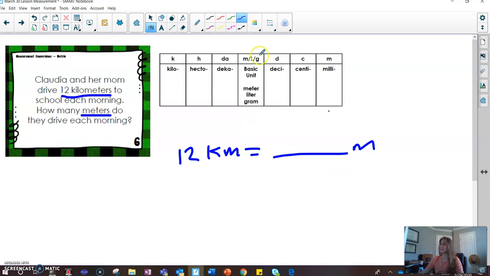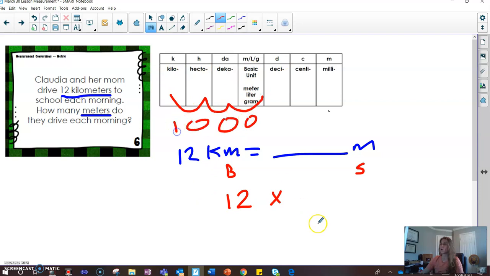We're going from kilometers to meters, so we're going from big to small, multiply them all. What are we going to multiply by? Kilometers to meters, that's 1, 2, 3. 3 hops is 3 zeros, that's 1,000. Oops, we're going to multiply by 1,000. Hopefully you know that 12 times 1,000 equals 12,000.